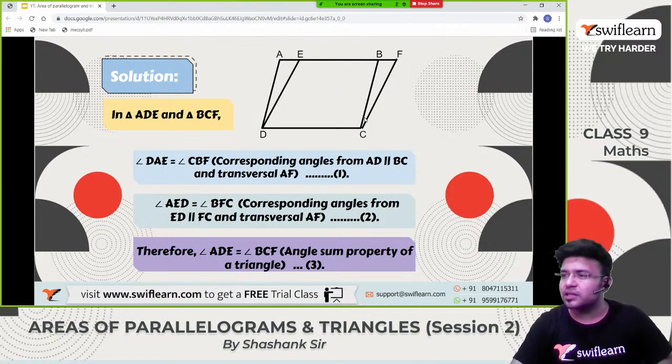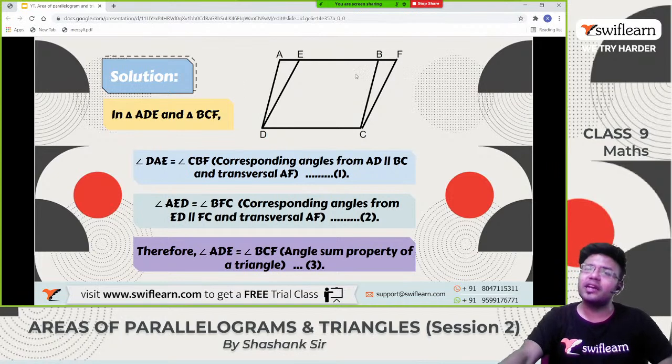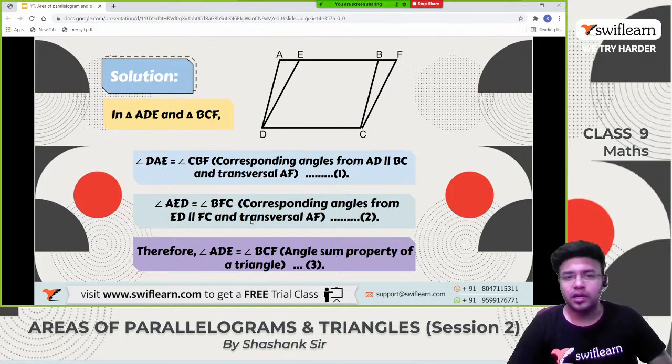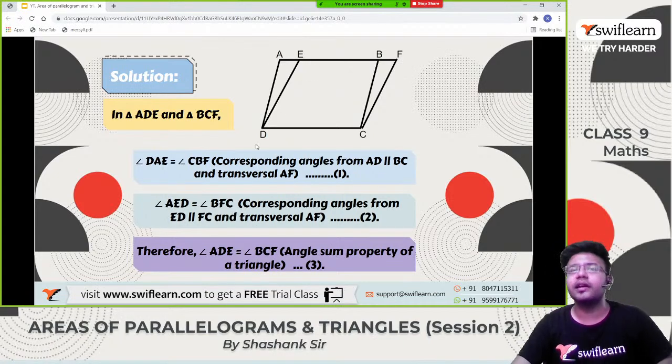Let us talk about the angles first. Angle DAE is equal to angle CBF. Corresponding angles, because AD is parallel to BC and this is a line, so corresponding angles are equal, from the same transversal AF. Next, angle AED is equal to angle BFC.